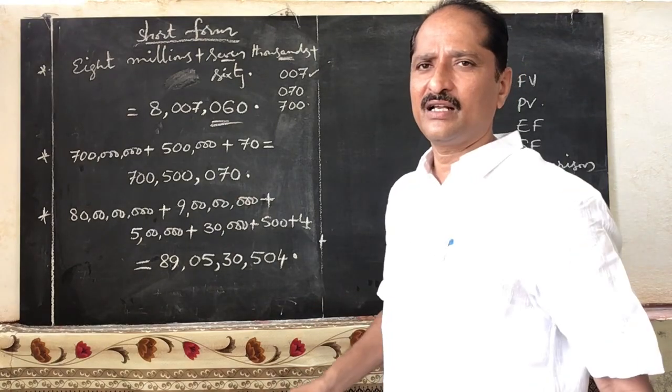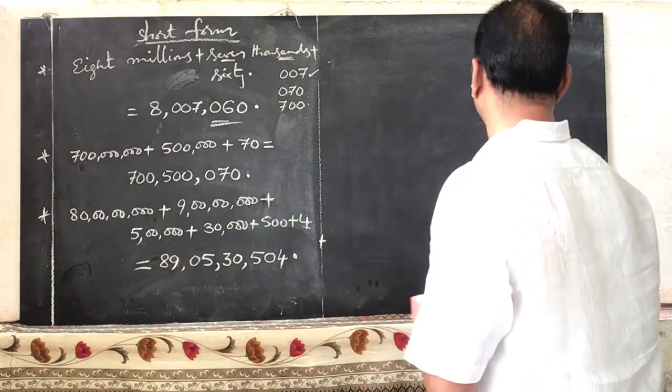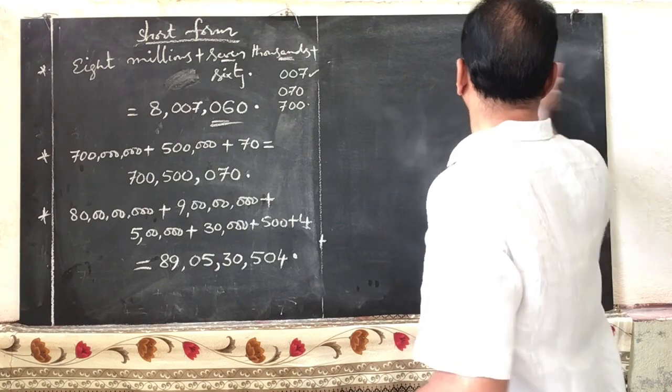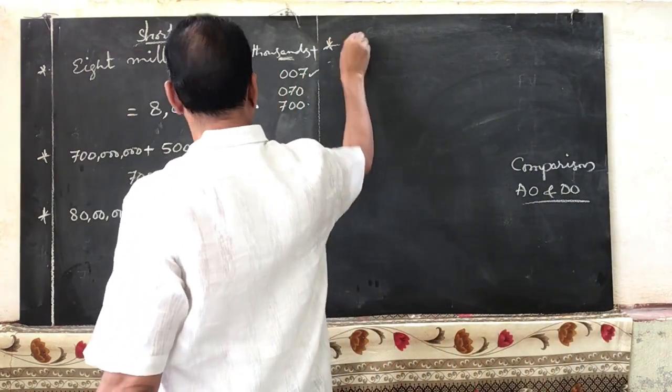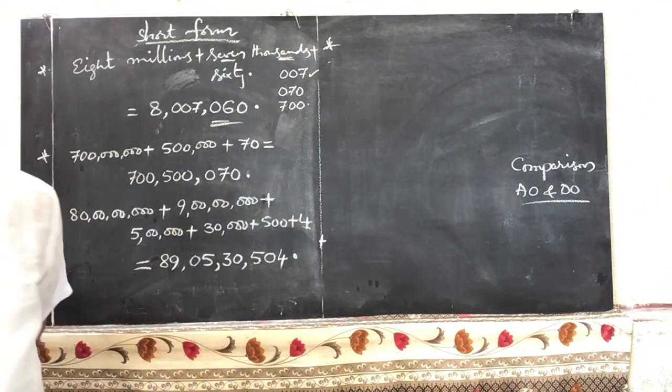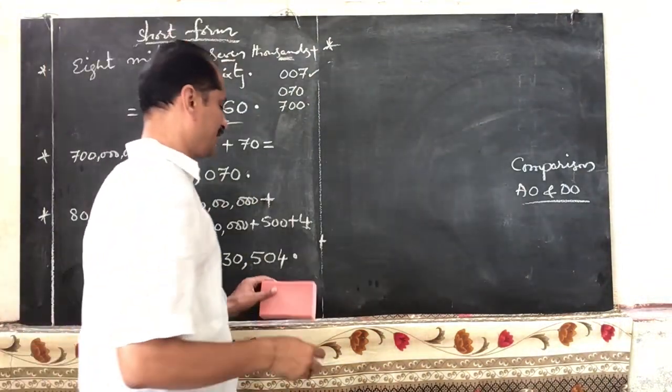One more thing we can check for this short form. Just go for this example. Next. In short form, to write down this number in short form. So for example, you can observe carefully here.